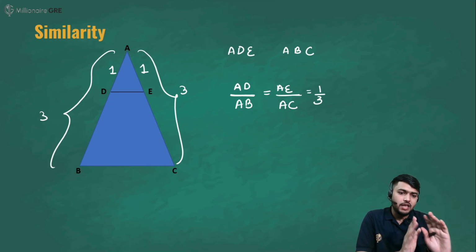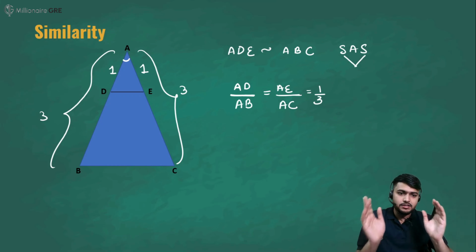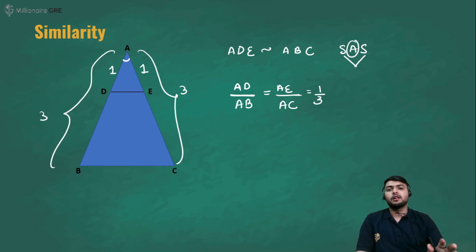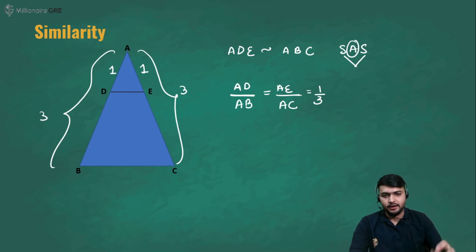Two pairs of sides have the same ratio, and the angle between those two pairs of sides is the same. Hence the triangles are similar by side angle side. For two triangles to be similar by side angle side, two pairs of sides should have the same ratio, and the angle between those two pairs should be equal. In that case, the triangles are similar by side angle side. This pair has the same ratio as this pair, and the angle between those two pairs is the same. Hence the triangles are similar by side angle side.